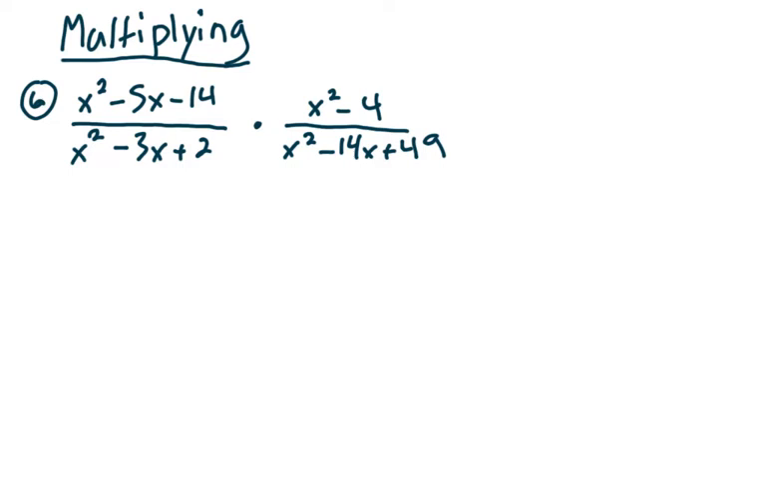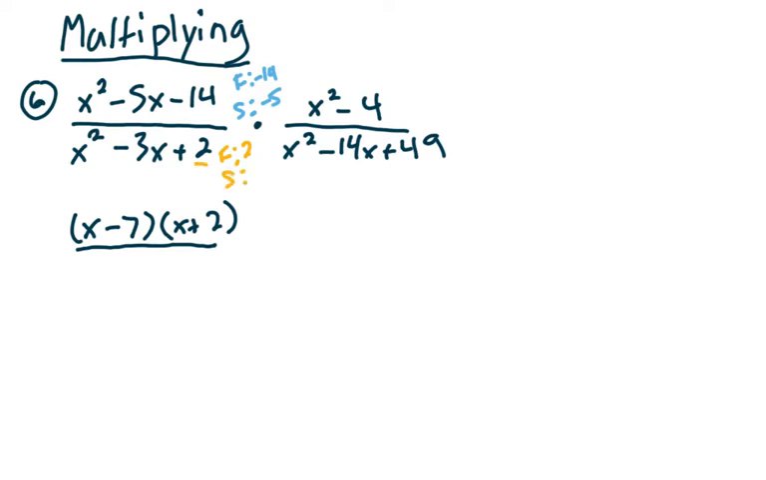So this top left one, x squared minus 5x minus 14, we're going to factor using factor sum. Factors of negative 14 that have a sum of negative 5. Those two numbers are negative 7 and positive 2, so x minus 7 times x plus 2. On the denominator on the left, we're going to do the same thing. I'm going to factor sum it, but here I'm looking for factors of 2 that have a sum of negative 3. So two numbers that multiply to 2 and add to negative 3 would be a negative 2 and a negative 1.